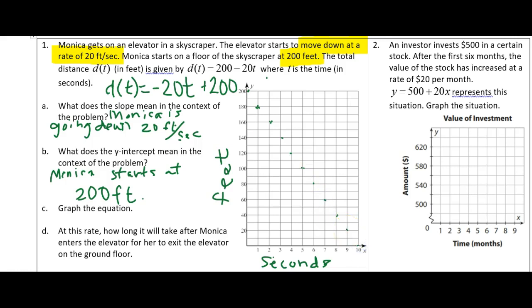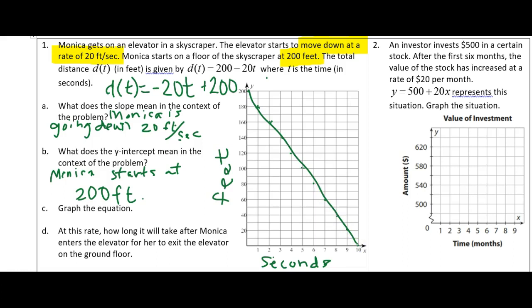Now, this is a real-world situation, so I'm not going to go up 20 and left 1, or else that's going to put us in negative time. I'm also not going to go past 0 feet when I hit it here and try to go even further, because once again, you can't have negative feet. So this is going to continue to stay in the first quadrant. And then I'm going to connect my points, because this actually is a continuous function with time.